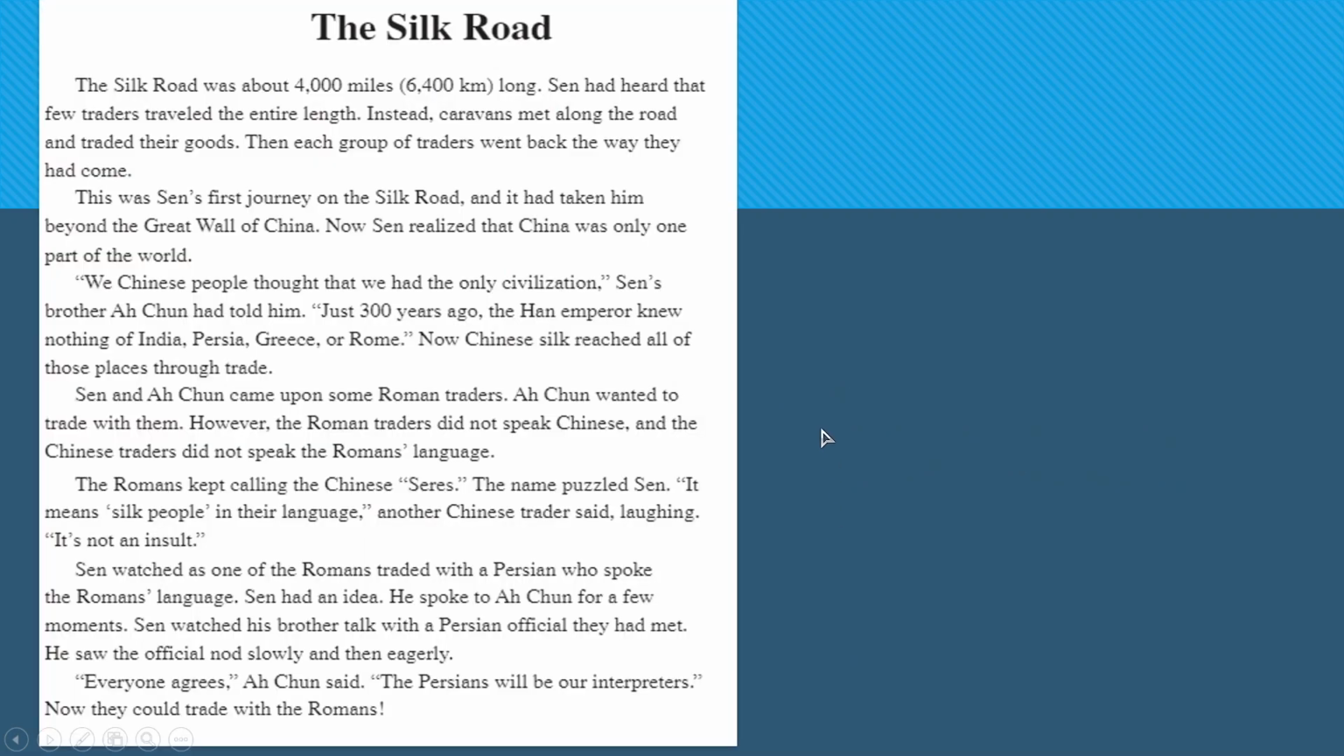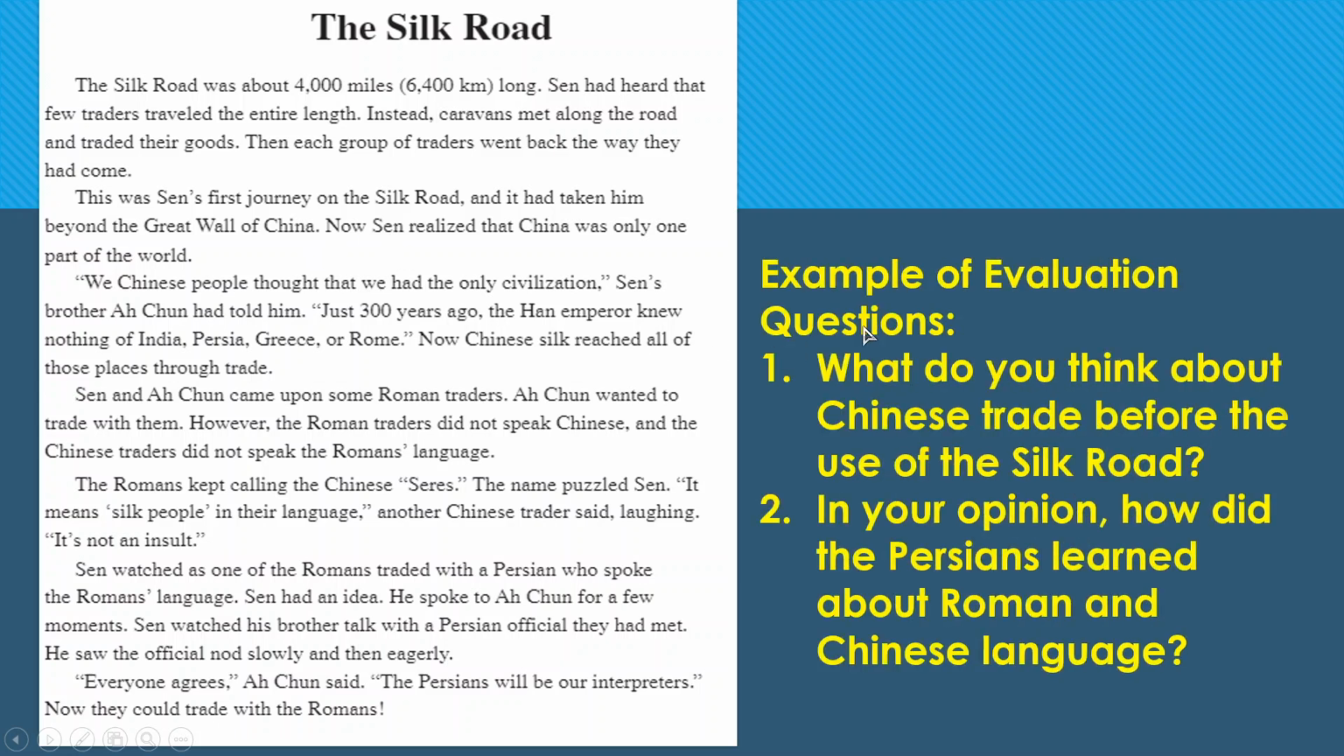Now I'm going to give you some examples of evaluation questions based on this example over here. So, an example of evaluation questions: What do you think about Chinese trade before the use of the Silk Road? So again, it starts with what do you think. So what is your idea right now?